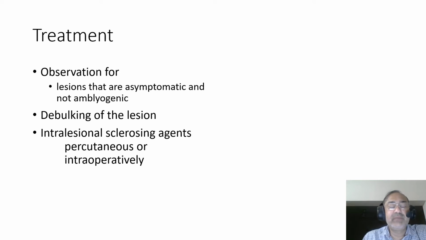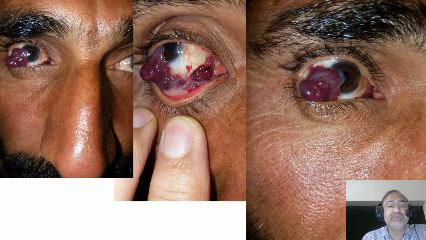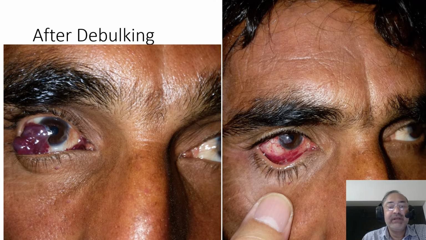The treatment may consist of observation only for lesions that are asymptomatic and not amblyogenic. But if the lesions are large or producing cosmetic disfigurement, then debulking of the lesion can be done, or intralesional sclerosing agents can be injected percutaneously or intraoperatively. So this was a lymphatic malformation, this is pre-operation and this is after debulking of the lymphatic malformation. It has become cosmetically acceptable now.